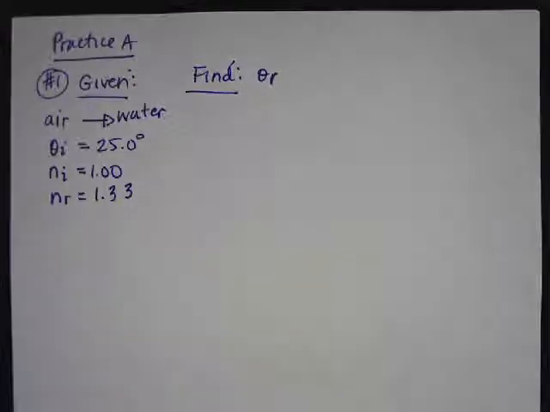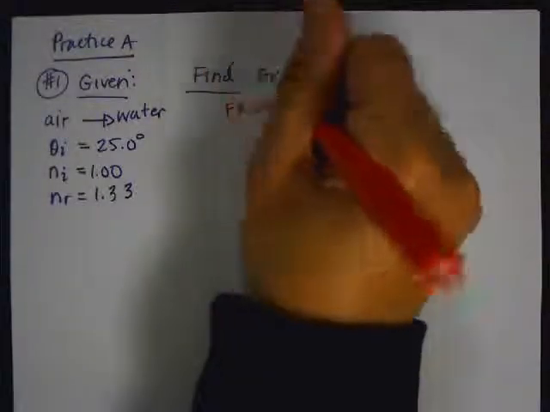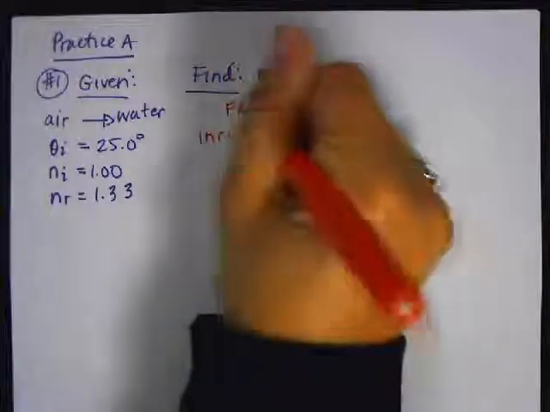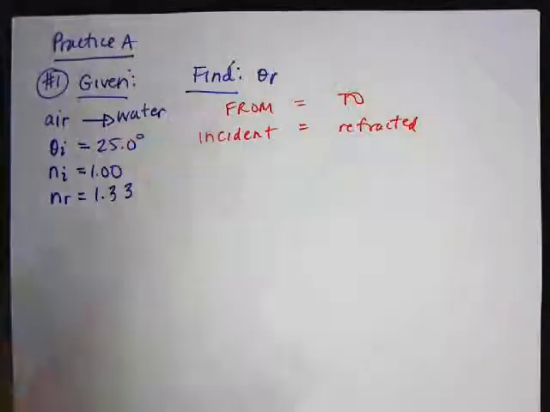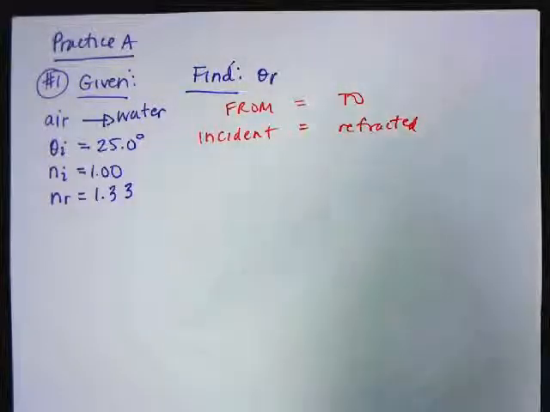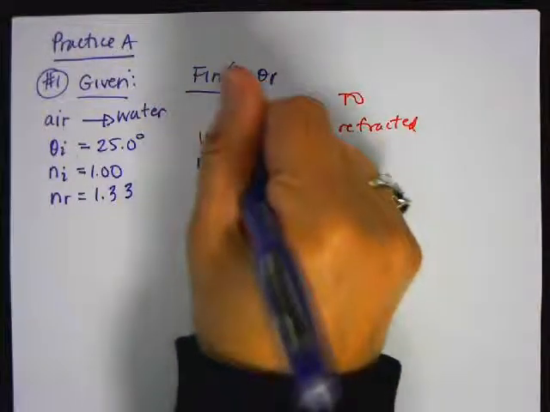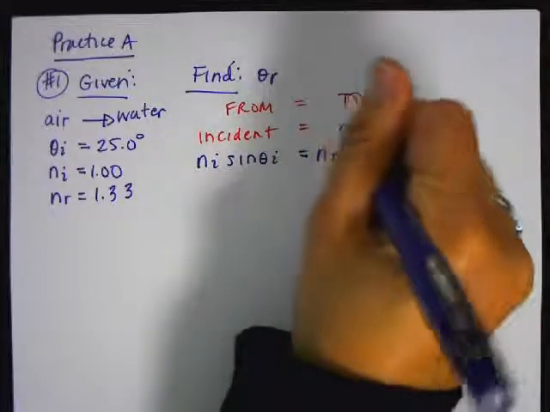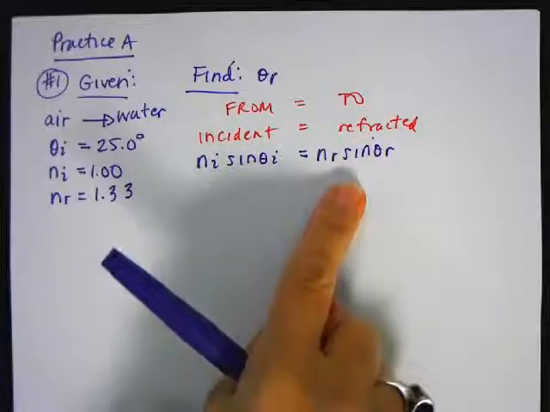So whatever way you want to do it, you can say from and to, you can say incident, you can say refracted, you do it whatever way you want. But when we do this and we use Snell's law, we're going to say Ni sine of theta I is equal to Nr sine of theta R. So this is where I'm going from, and this is where I'm going to.